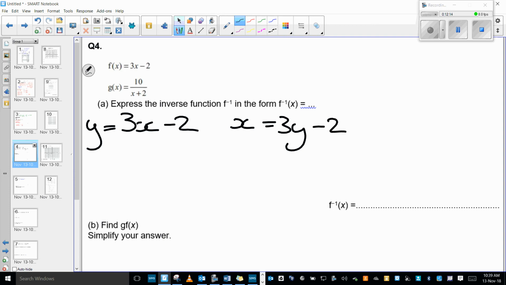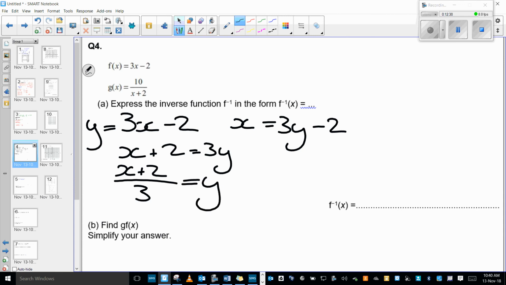This should be a nice rearrangement. So then you're going to bring your 2 over, that's x plus 2 equals 3y. And then you want to get rid of your 3, so y is on its own. So then it's x plus 2 divided by 3. So that's your answer. Yep, perfect. Lovely. Thank you very much. Okay, off you go.